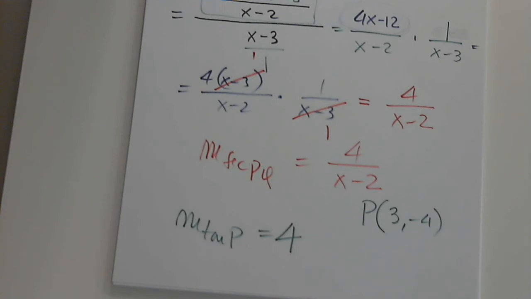But in the original slope of the secant line, you can't plug in 3 because it had an x minus 3 in the denominator.